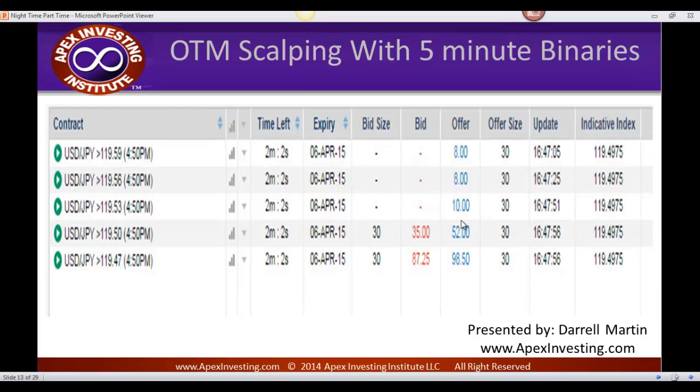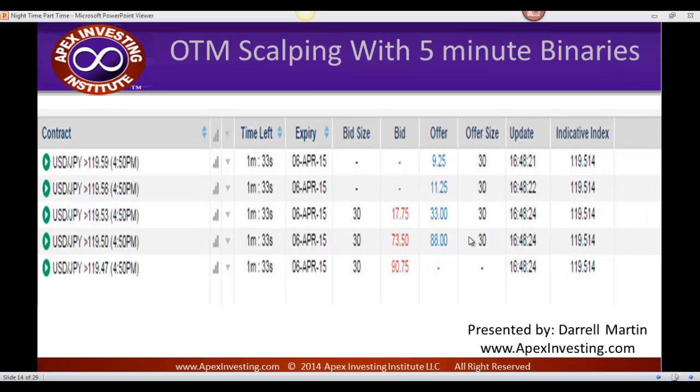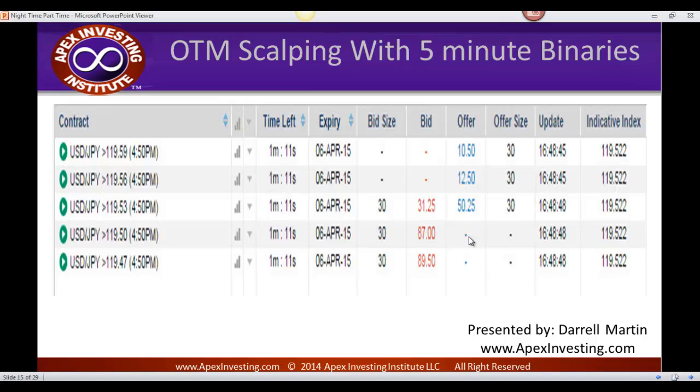Okay. Remember right here? Let's look at a different one. This 119.50, right here, I could have bought it for 52. And then the market was at 0.497, right? Well, if the market kept going up and it kept going up, if I held it to expiration, it probably would have expired in the money, right? And it would have been worth $100. Or I could just go ahead and sell it right now for 87.